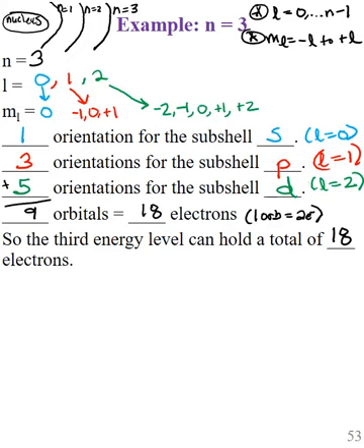Okay, so now that we have this figured out, let's look at the orbitals involved with n equals 3. The first one we have is our s orbital, right?